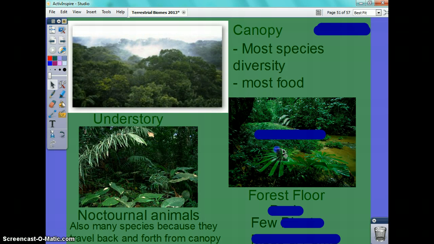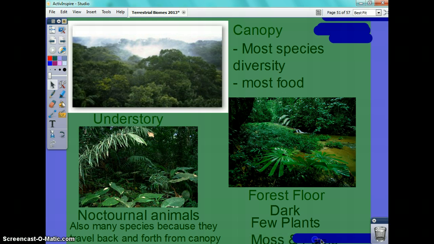So the understory, you're going to have nocturnal animals. There's also going to be a lot of diversity of species, because species will travel to and from those layers, from the canopy down and back up. The forest floor is very dark, very little sunlight, few plants, and a lot of mosses and ferns.